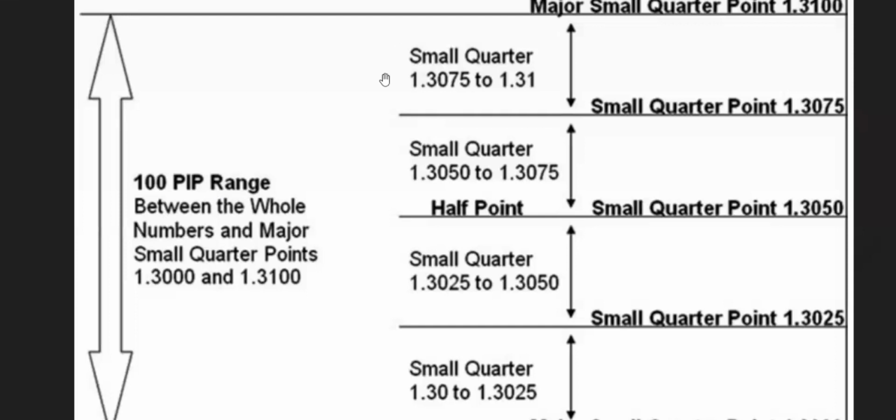So previously we talked about the 1,000 pip range in price, but today we'll be looking at the 100 pip range in price, the fluctuation of price between the whole numbers and minor quarter points. And then when we have whole numbers, we look at a small quarter point of 100, and then 25. So remember that whole numbers can be in the large quarter point and can be in the whole number levels.